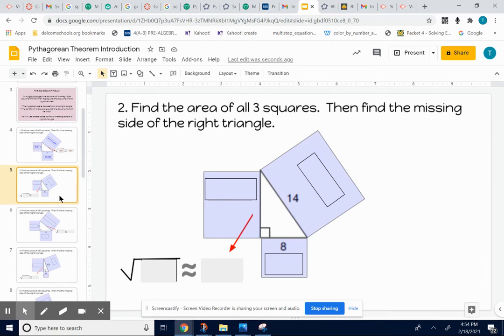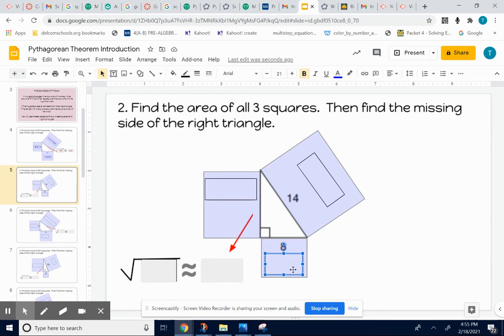We want to find the area of all three squares and then find the missing side, because our goal is to find the missing side of this right triangle. I want to find the missing side length, this right here, and I'm going to use the squares to help me do it. So first I'm going to find the two squares that I know. I know I can find them.